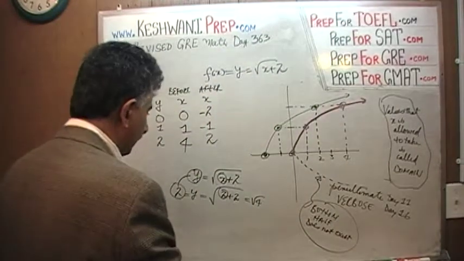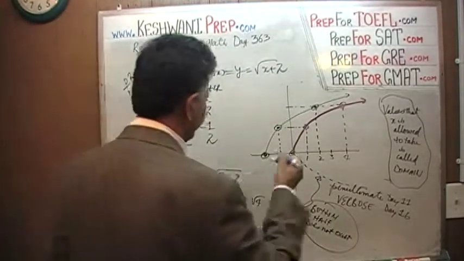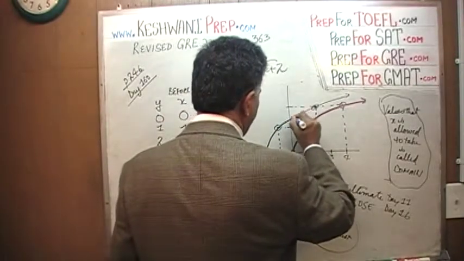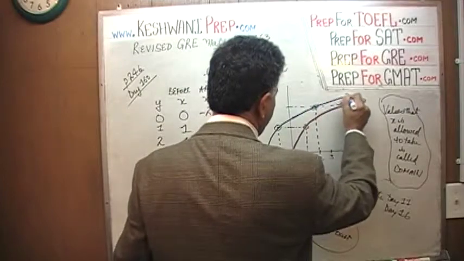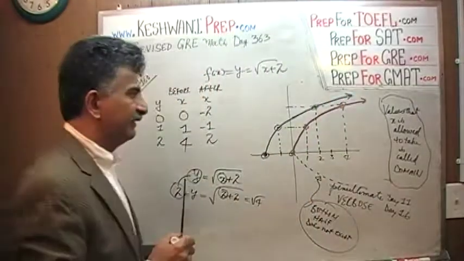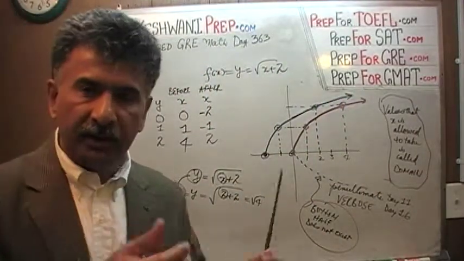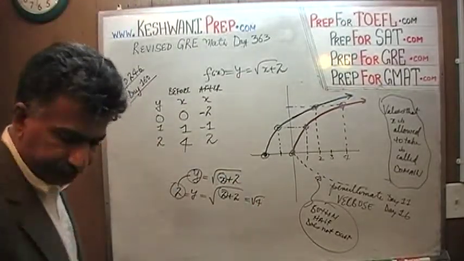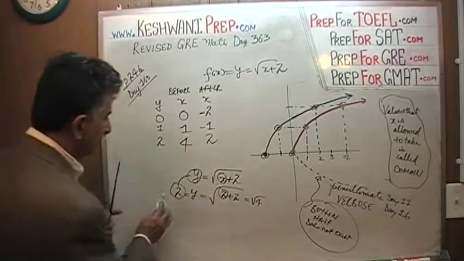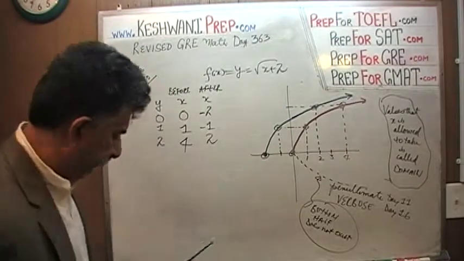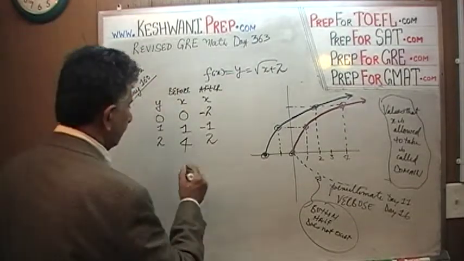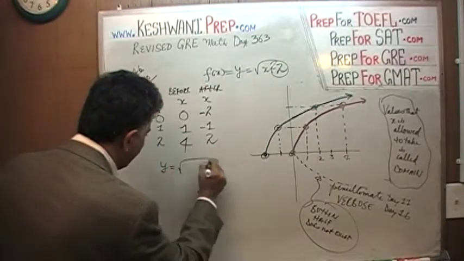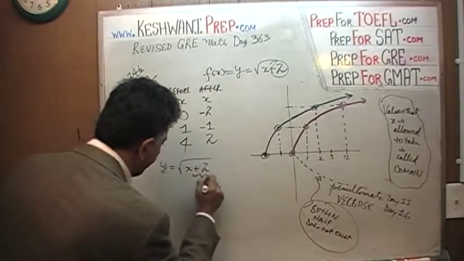Let's put it in a different color, let me make it darker. It's the exact same graph as before. You just pick it up and you shift it to the left. That's what this plus 2 tells us. I'm going to erase all of this now. Perhaps I can write it here. This plus 2 right here. Y is equal to root of x plus 2.